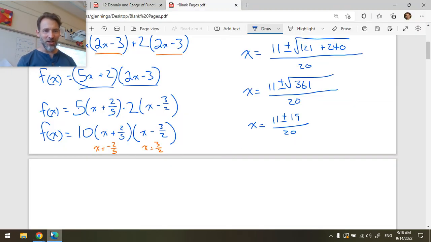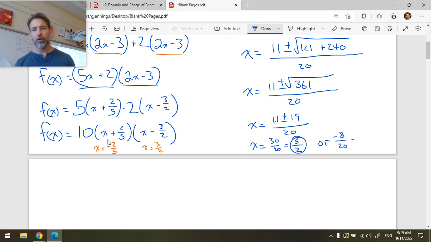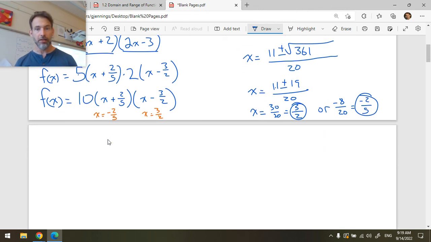All right, let's carry on. So now we're very, very close, people. Notice that I have x is equal to 11 plus or minus 19 over 20. So that means x is either equal to 11 plus 19, which is 30 over 20, which is also equal to 3 over 2, or 11 minus 19 is negative 8 over 20, which is also equal to negative 2 over 5, people. They're the same roots. Of course they are, because it's just two different tools telling us the roots.